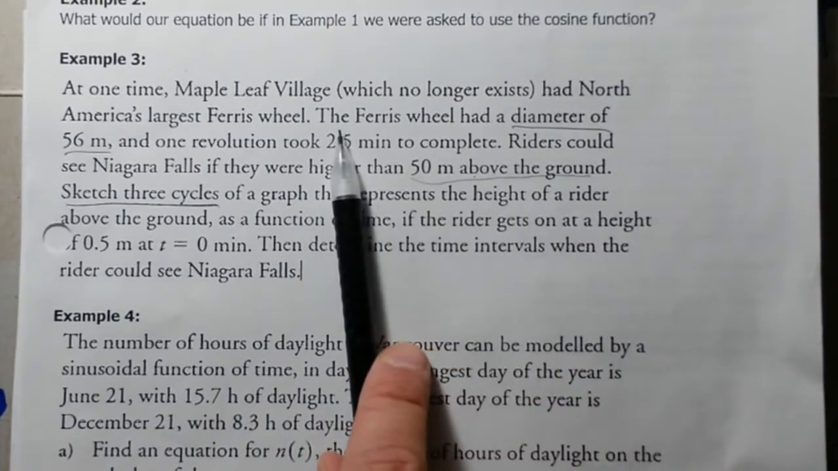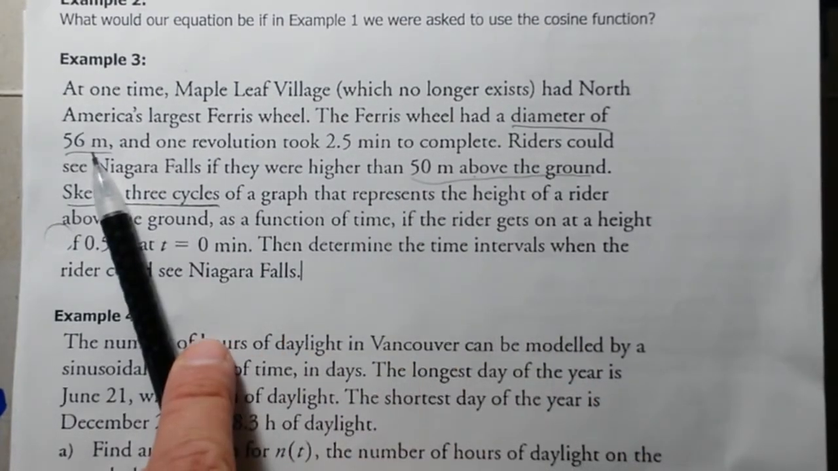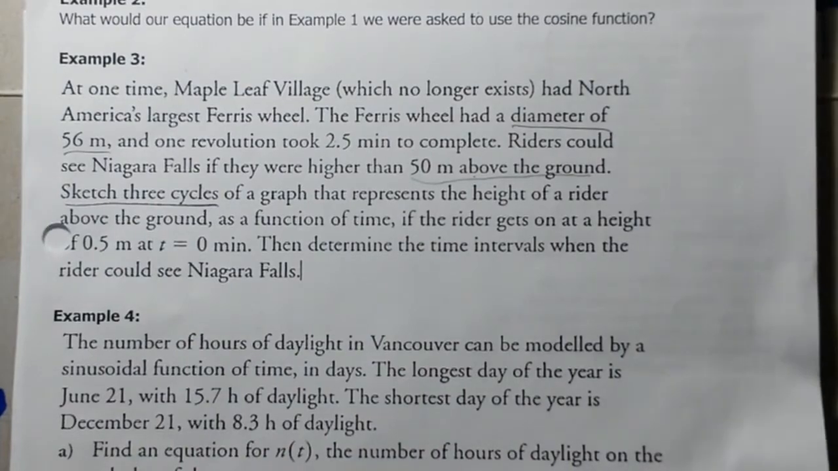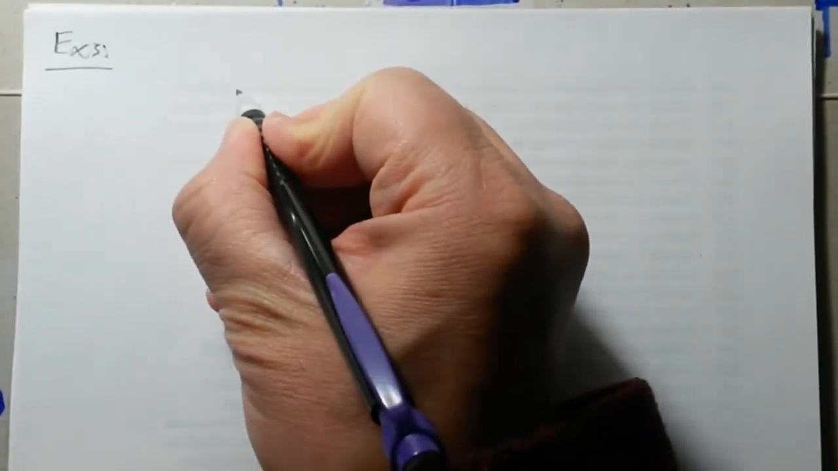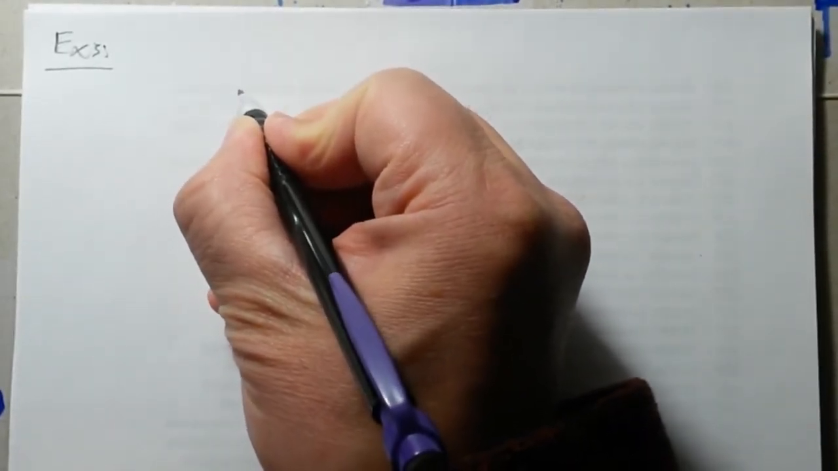So first, the Ferris wheel had a diameter of 56 meters. So I suggest to make a sketch on your notes of this. It's always very good to make a sketch. Now you will see a lot of examples that are very similar to this one. Let's take a look at this one.